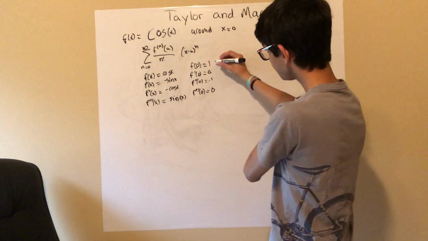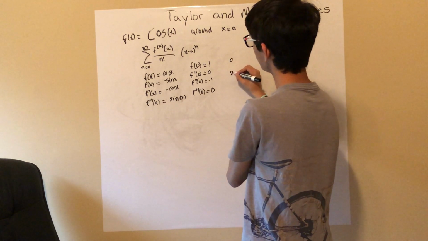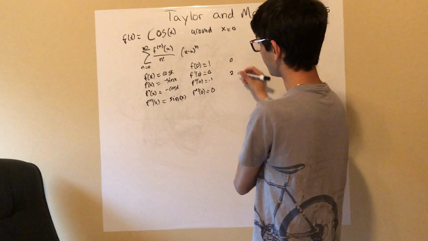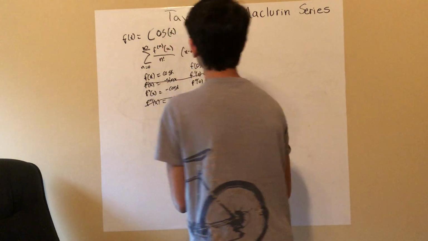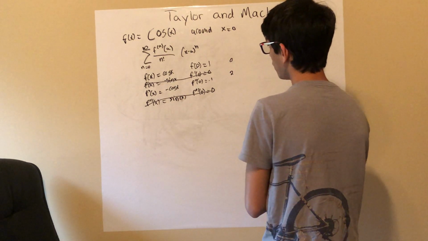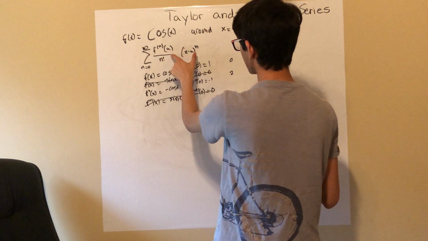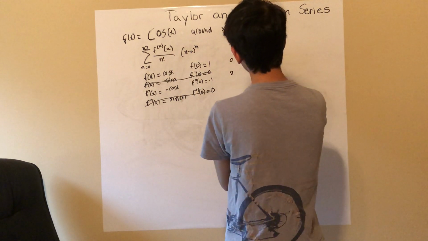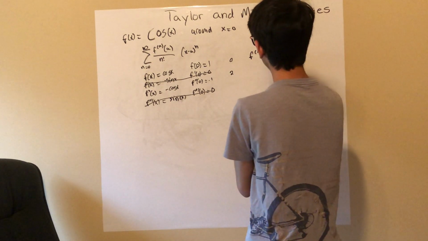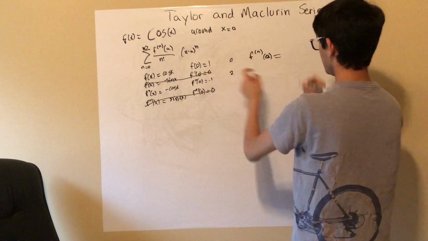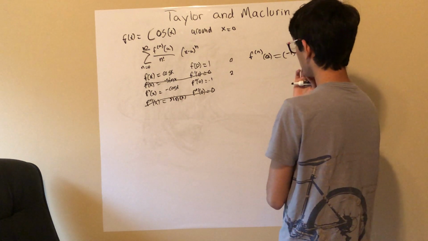So as you can see, when n equals 0 and 2, you have a value. But these zeros, we can just eliminate altogether from the equation, right? So now we need to be able to relate this right here back to this. So the nth derivative of f at 0 equals negative 1 to the nth power, right?